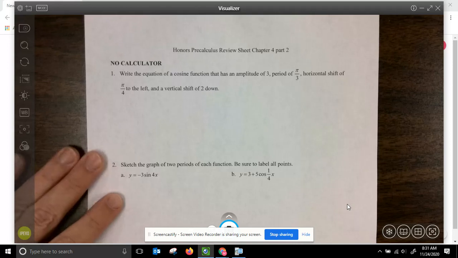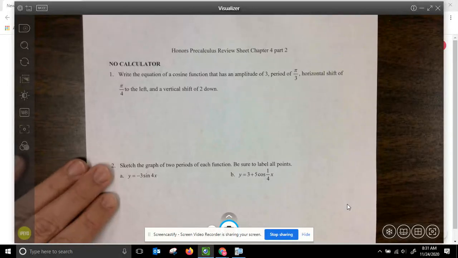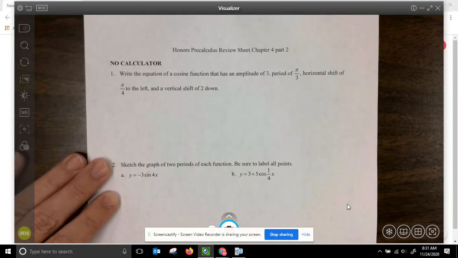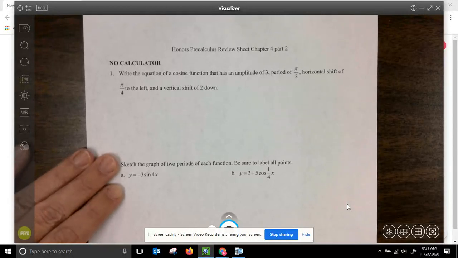Alright, so basically we're going backwards here. Instead of being given an equation and finding all of these things, we're given the pieces and we need to find the equation. So what we need to remember first is all of the formulas that we have.